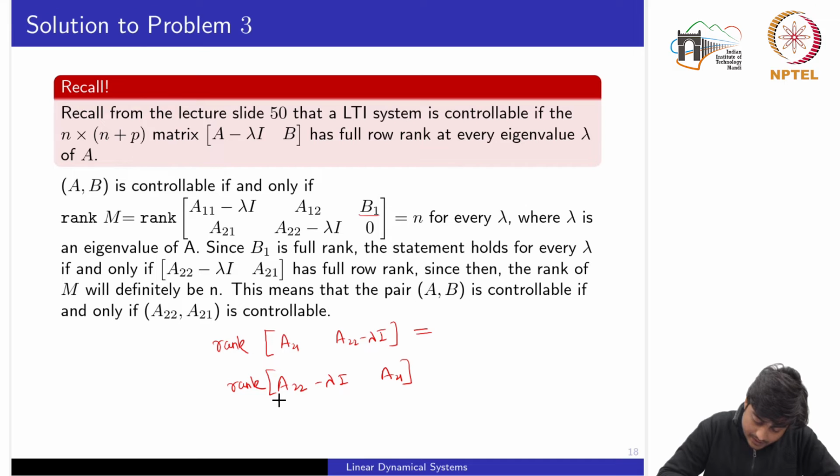Now if you see the similarity between this rank condition and this rank condition, it says that if the pair A22 and A21 is controllable in the sense of the PBH test, then we could say the rank of this overall matrix would definitely be equal to n, right? So this becomes the necessary and sufficient condition for the controllability of the given A, B matrices: if and only if the pair A22, A21 is controllable. Okay.